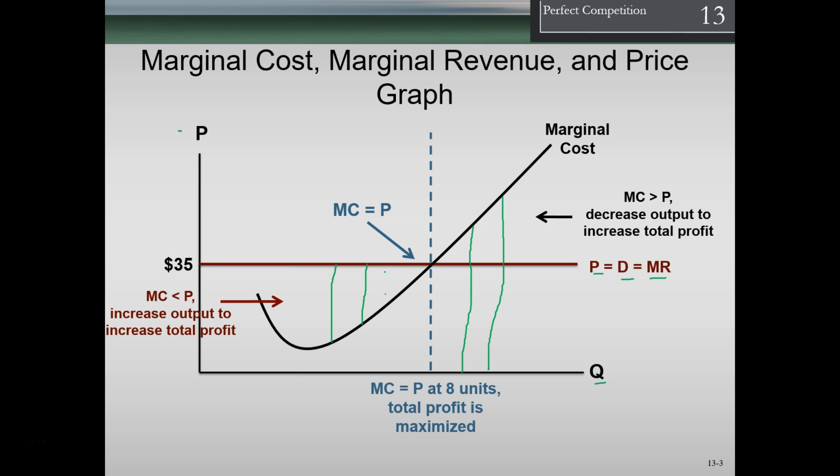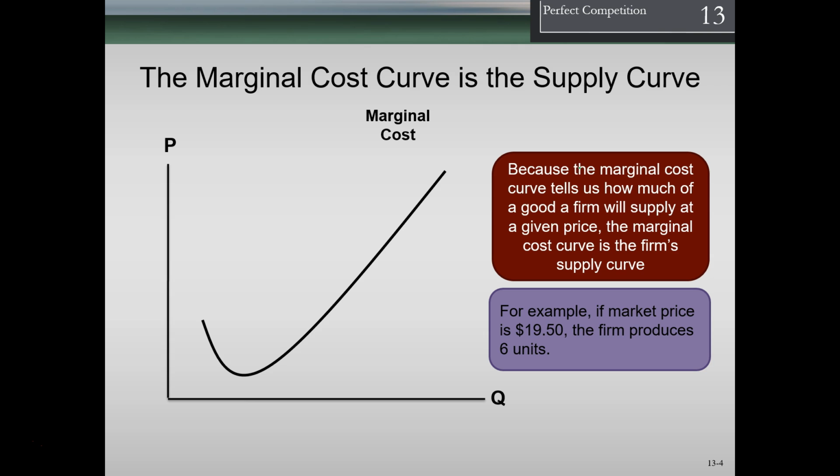You might be saying, hey, that price equals demand equals marginal revenue line looks like it could mirror, say, a demand curve, and we can say that the marginal cost looks a lot like a supply curve, and in essence that's the case here. So the marginal cost curve is the supply curve. Because the marginal cost curve tells us how much of a good a firm will supply at a given price, the marginal cost curve is the firm's supply curve. Note what we're talking about here is the firm's supply curve. We're not talking about the market, we're just talking about that individual firm.